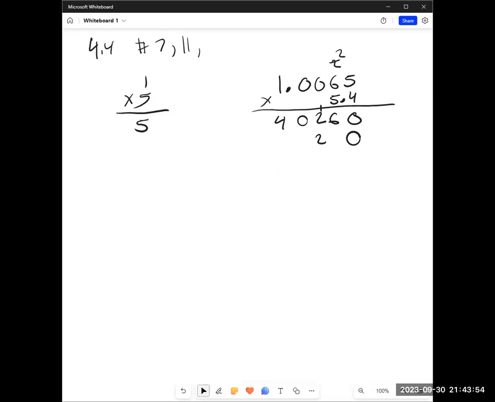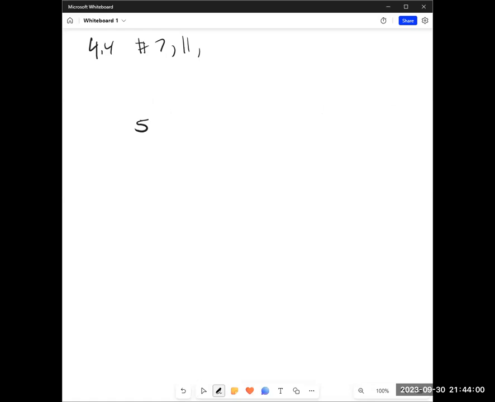We have one more here like that. We're given 1 and 57 ten-thousandths times 4 and 2 tenths. So we're expecting a number a little bit bigger than 4 and 2 tenths. So we're going to multiply here. 2 times 7 is 14. 2 times 5 is 10, plus 1 is 11. I'm going to put the 0 as a placeholder there.